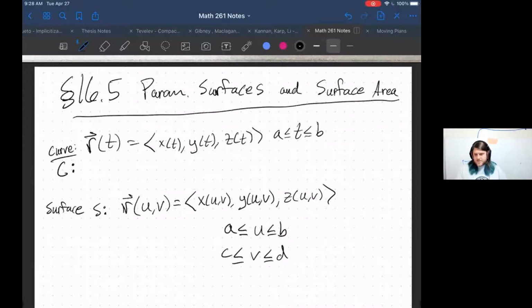So something like this. Again, just like before, if we were looking in the t coordinates, this would be a line segment. If we're looking in the uv coordinates, this is a rectangle. But again, this could be any sort of surface that we see out in Cartesian coordinates, or polar, or cylindrical coordinates, or spherical coordinates.